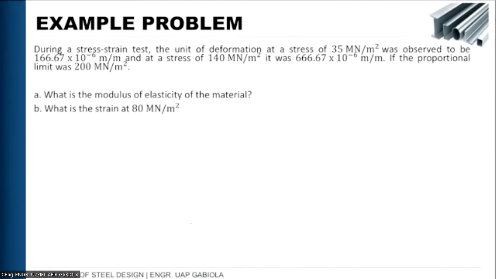During a stress-strain test, the unit deformation, so when we say unit deformation, we talk about strain. Okay, the unit deformation at a stress of 35 meganewton per meter squared, so that is also equivalent to megapascal, was observed to be 166.67 times 10 to the negative 6 meter per meter. At a stress of 140 megapascal, it was 666.67 times 10 to the negative 6 meter per meter. If the proportional limit is 200 megapascal, questions are: what is the modulus of elasticity of the material, and what is the strain at 80 megapascal?